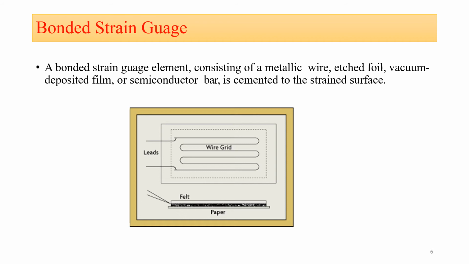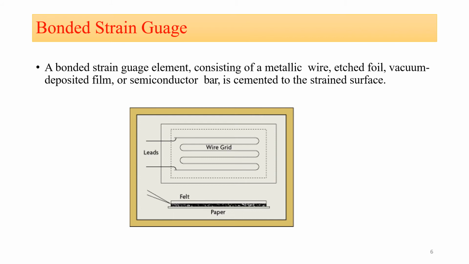And there are basically three types of bonded strain gauges. The first one is the fine wire strain gauge, the second one is the metal foil strain gauge, and the third one is the semiconductor strain gauge. The working principle for all three types of bonded strain gauge is the same. Here is one picture, just for example.